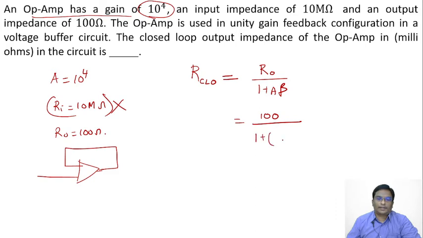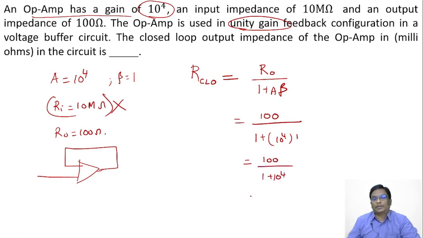This is 1 plus gain, which is given as 10 power 4 times beta. It's a unity gain feedback, so beta equals 1. For this question, beta equals 1. So this is 100 by 1 plus 10 power 4, that is 10,000 plus 1. Nearly, you can write this as 100 by 10 power 4, or this is 1 by 100.